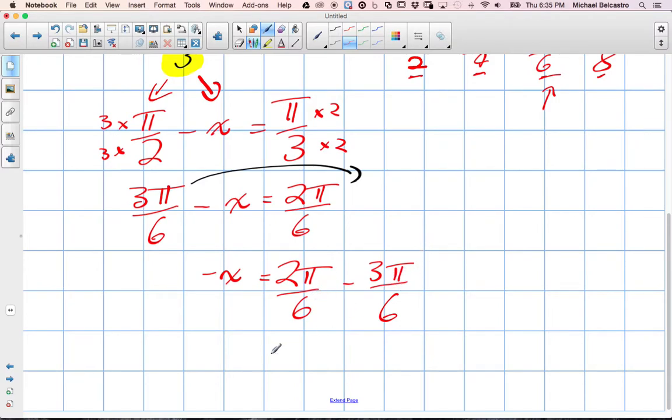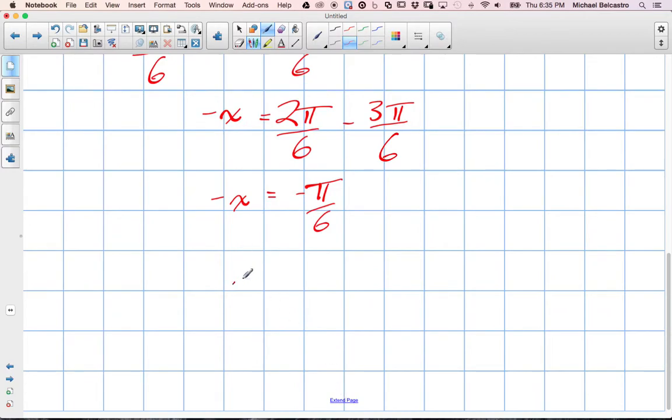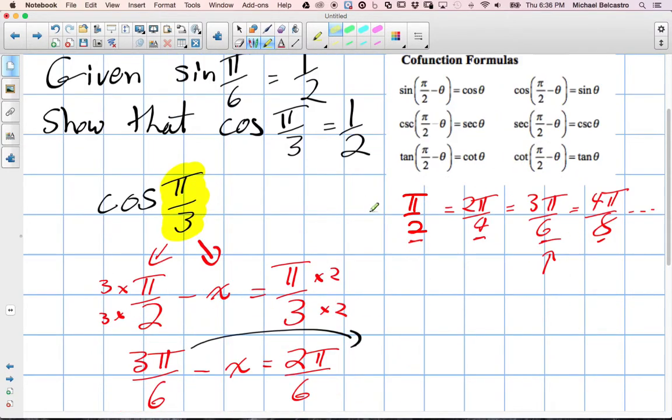When I subtract these values, this will actually end up being negative pi over 6 is equal to negative x. Is that okay? And then what that means is positive x is equal to positive pi over 6. So let's go all the way up to the top. This is essentially my unknown value, okay, in one of the expressions.